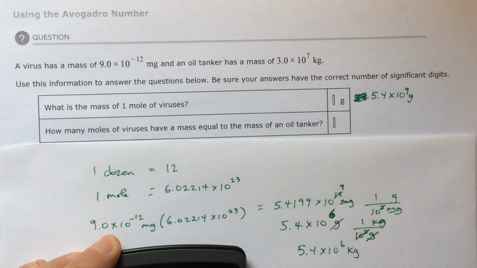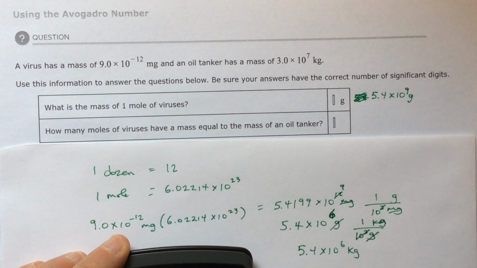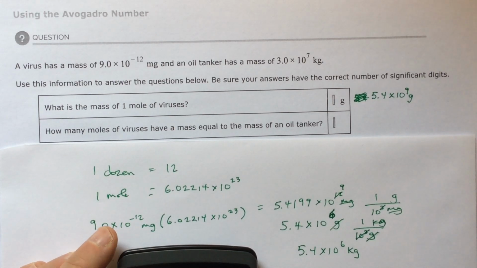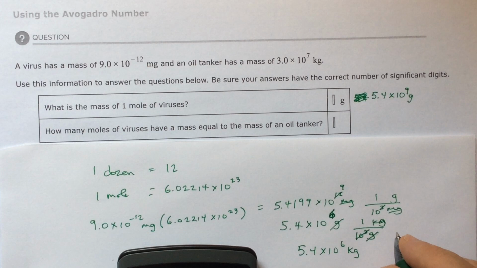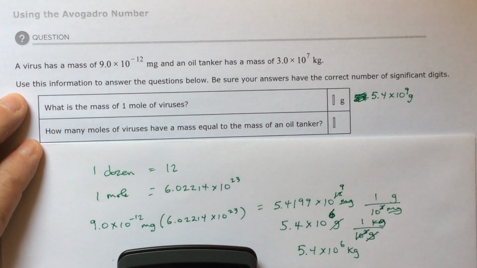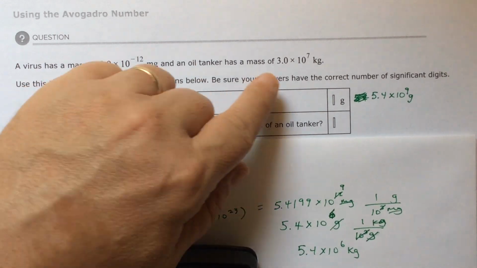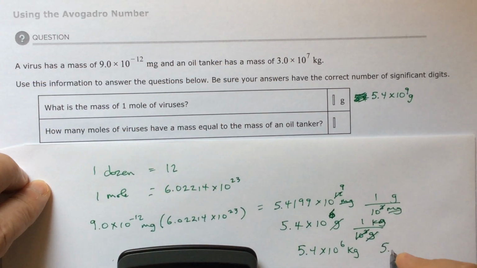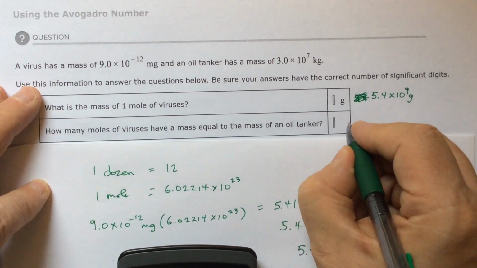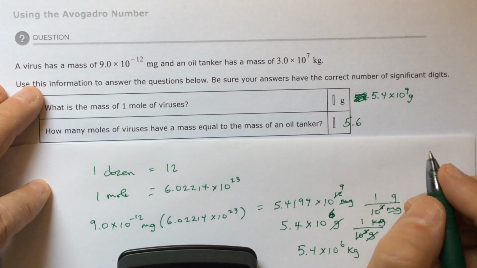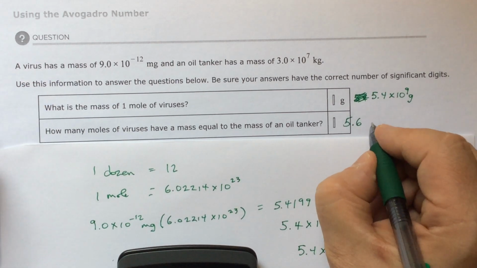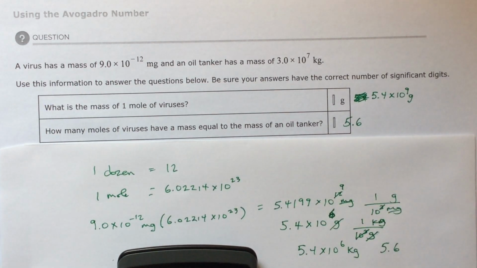All right, so we're going to say that the tanker weighs 3.7 times 10 to the 7 kilograms, and I'm going to divide by the mass of one mole of viruses, 5.4 times 10 to the 6 kilograms, to get the number of moles of viruses. And I'm going to have 5.55. I'm going to round to 2 significant digits because I've been given 2 significant digits. So that's going to be 5.6, and that would be how many moles of viruses would fill the same mass as an oil tanker. 5.6 moles.